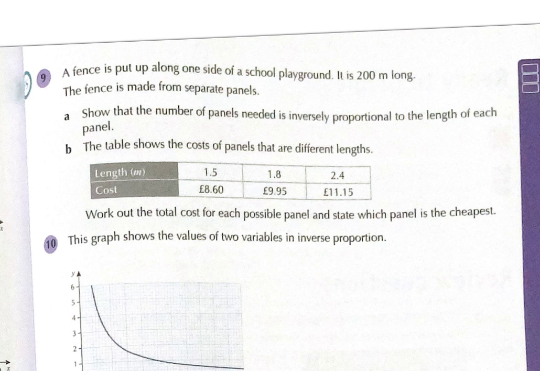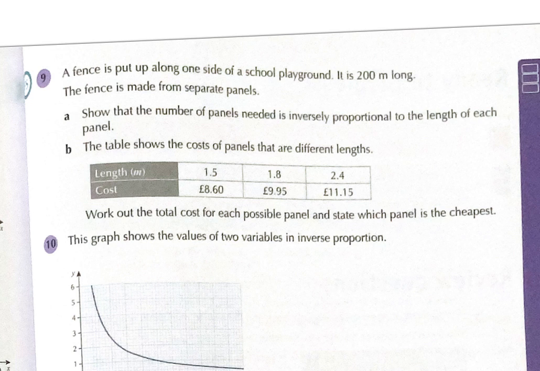Yes, Raneem? If we increase the length of the panel, we decrease the number of panels by the same ratio. Okay? Or you can say that to find the number of panels needed, you have to divide 200 meters, the total length, by the length of each panel. You can do that. Okay?